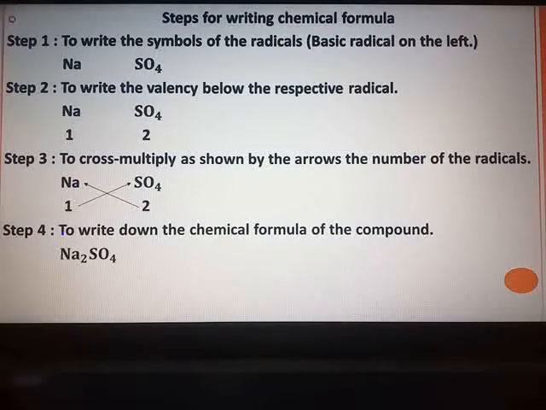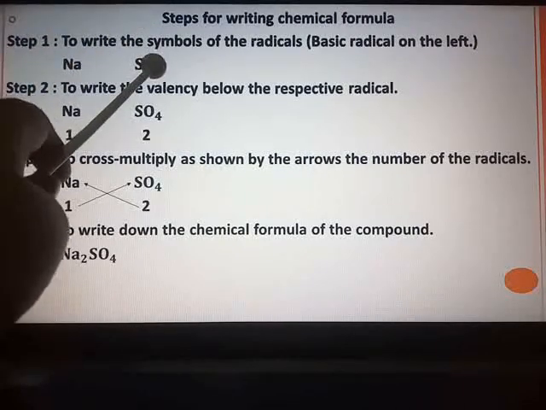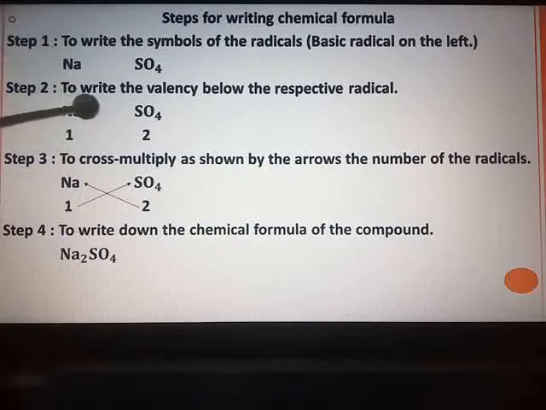Now this way you have to find out the molecular formula for different compounds in your textual exercise. The name of the compound will be provided to you. Very simple. If I take calcium oxide, then you have to write the symbols, and here you will write calcium, here you will write O, oxide. Then below that you will write their valencies, 2, 2. Then you will cross multiply and then you will write the chemical formula.